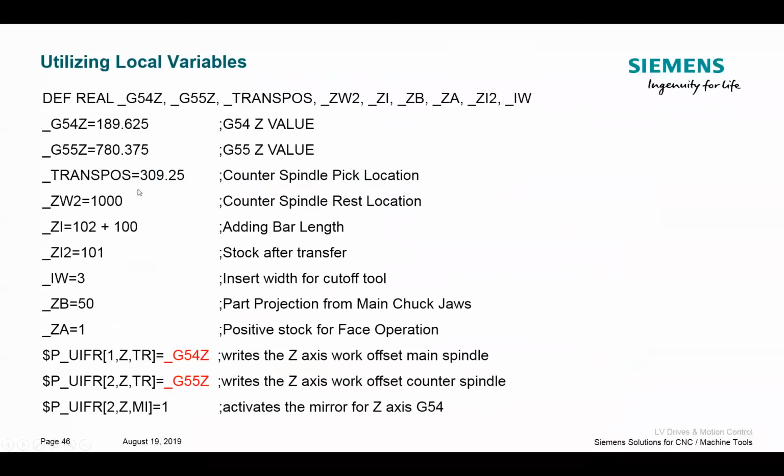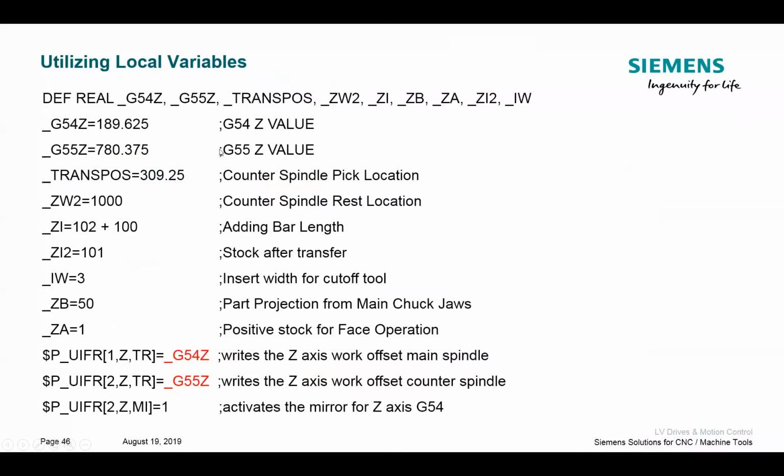If you haven't seen the variable programming webinars I've done two. I would suggest go take a look. I go into this topic in a lot of detail, but this is a great way for me to now give the operator some control over what's coming down through the CAM system. So I'm going to define a bunch of real variables. I created one variable that's called underscore G54Z, another one's underscore G55Z. I got my underscore transposition, underscore ZW2, ZI, ZB, ZA, ZI2, and IW. So these are all the local variables I just created.